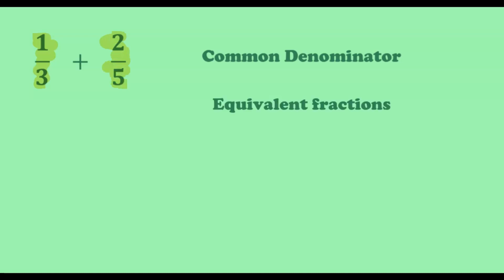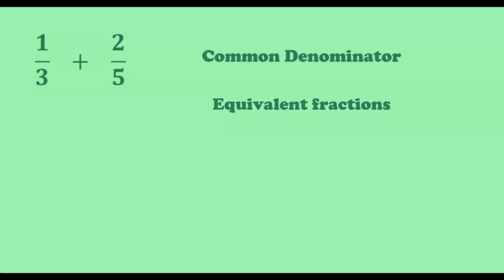Now, to add these two fractions, the first thing we need to do is find a common denominator. That is, we need to find a common multiple of the denominators 3 and 5. Now, note that 15 is a common multiple of 3 and 5. So what we're going to do next is rewrite the given fractions 1 over 3 and 2 over 5 as equivalent fractions whose denominators are 15.